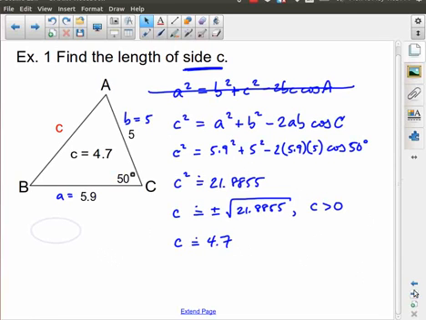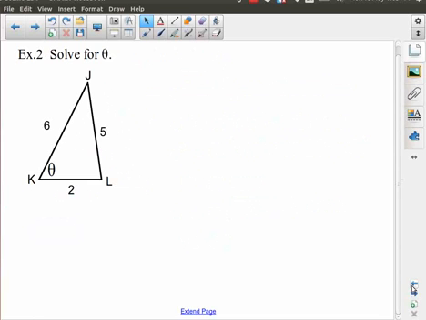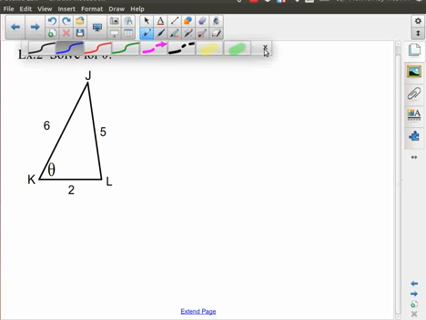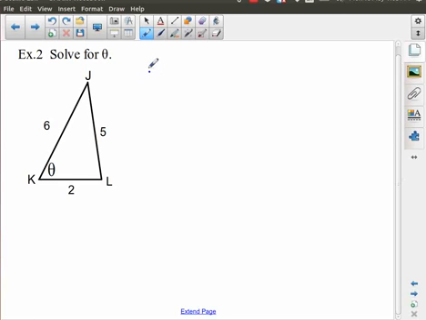Let's do another example where we solve for an angle. So in this case I'm being asked to solve for the angle theta. Doesn't look like I've got an answer ready for this one. So in this case I'm looking for the angle theta, which is the same as the angle K. And as I've said, I really want to encourage you, if you're going to remember one form, a squared equals b squared plus c squared minus 2bc cosine of a.